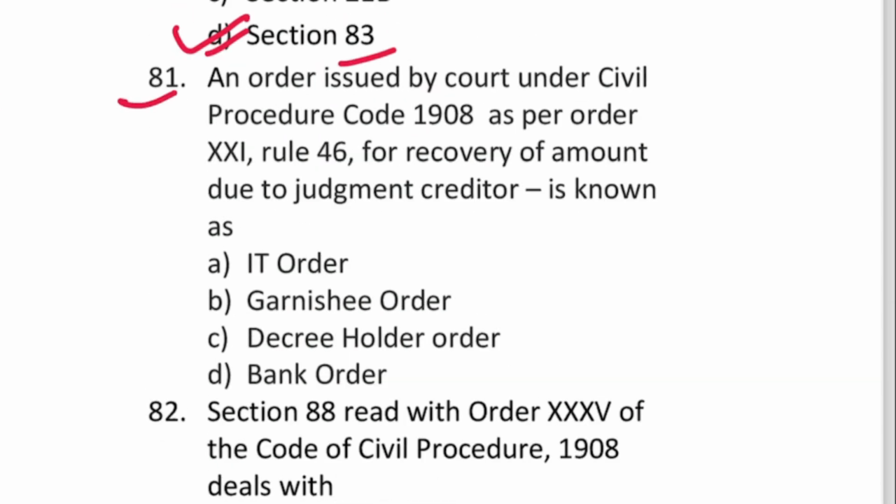Next 81, an order issued by a court under CPC as per order 21 rule 46 for recovery of amount due to judgment creditor is known as garnishee order. B is the answer.